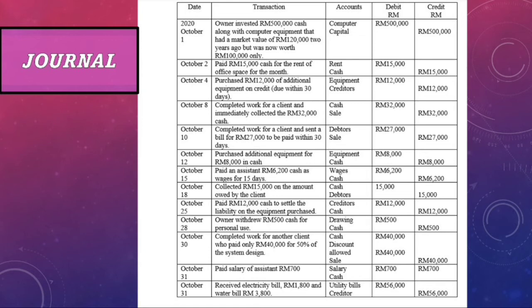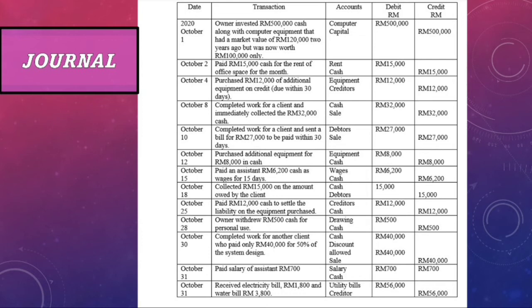I'm going to present about the journal. 1 October 2020, account computer, capital 500,000, cash along with computer equipment. October 2, account cash, rent, cash 15,000 for the month. October 4, account equipment, credit 12,000, to be paid within 30 days. October 8, cash sale 32,000, complete work for a client.